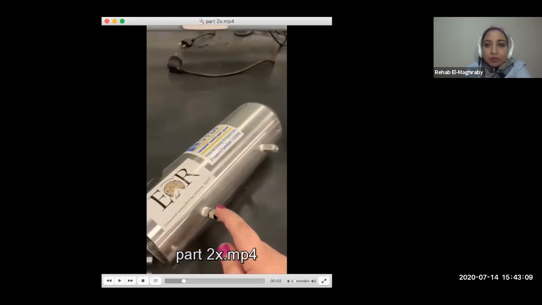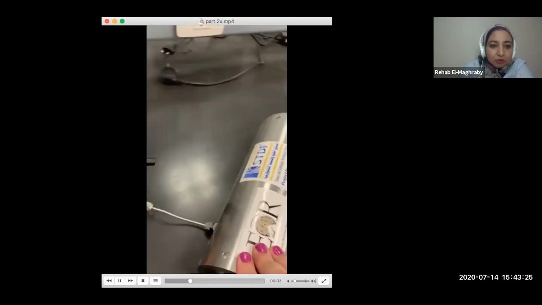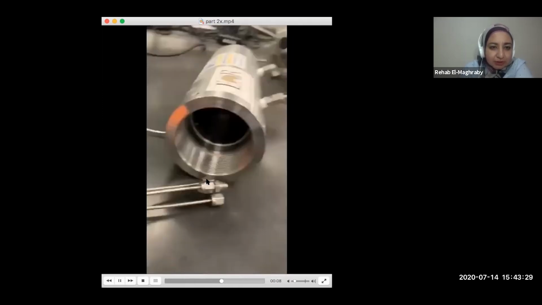So this port is for the injection of the confining pressure fluid, okay? And there is another hole here for the injection of the capillary pressure for the air. I will discuss this in more detail in the next video.